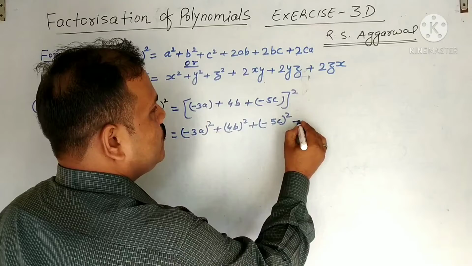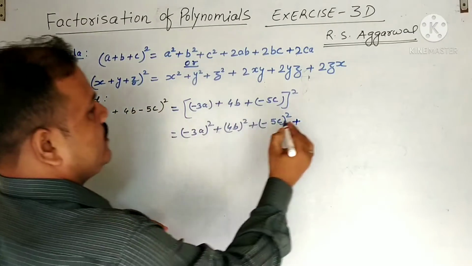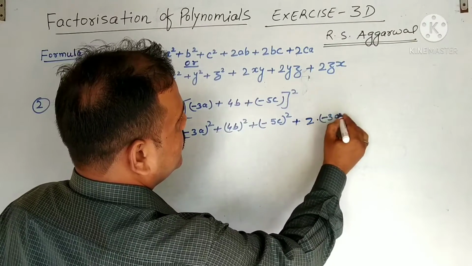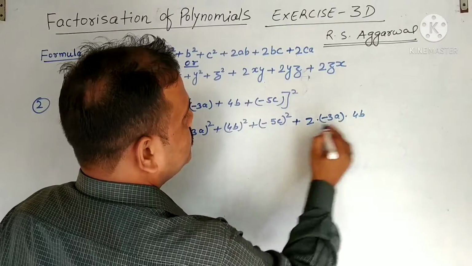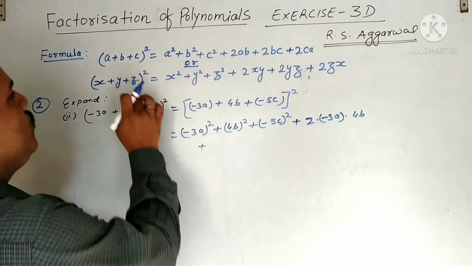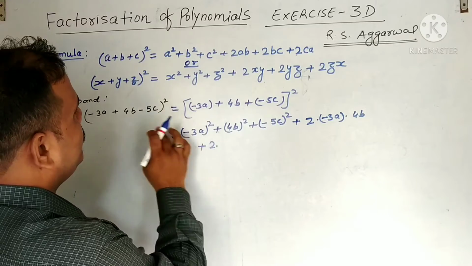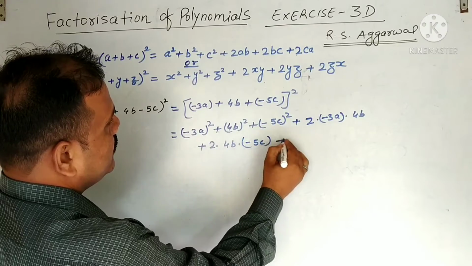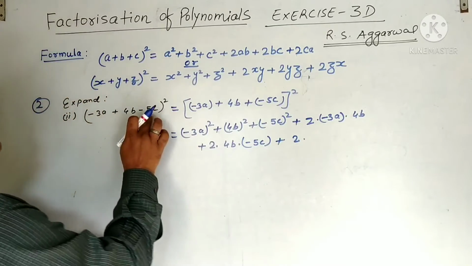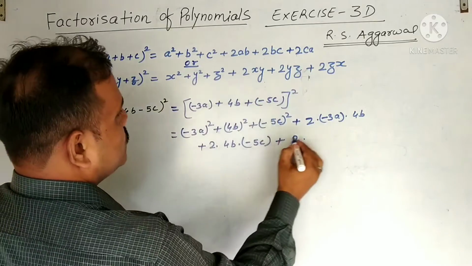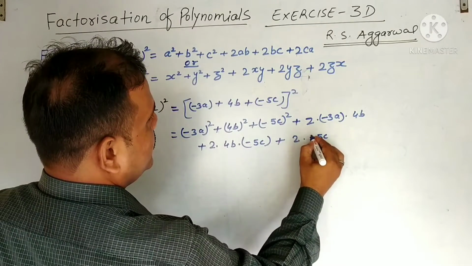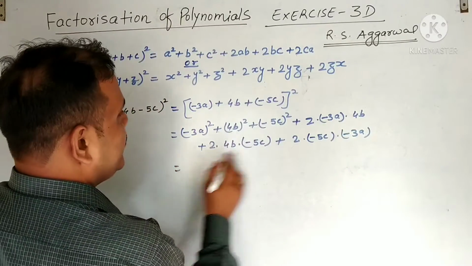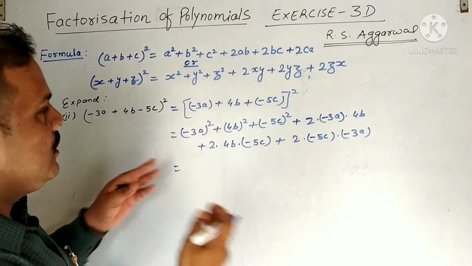Then after you plus sign, then x into y, so it will be minus 2 into minus 3a into 4b. Plus 2yz, 2 into y, in place of y it is 4b into minus 5c. Plus 2 into zx, here is zx, so we will write here minus 5c into minus 3a. Our work now completed up to here. Now we will just proceed.